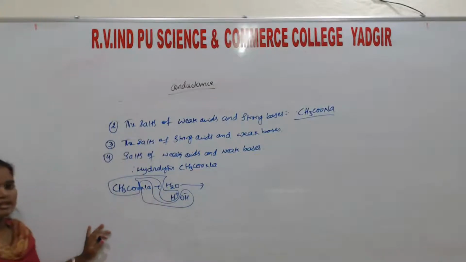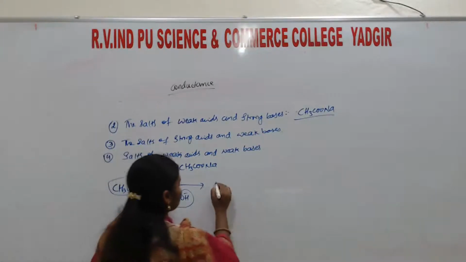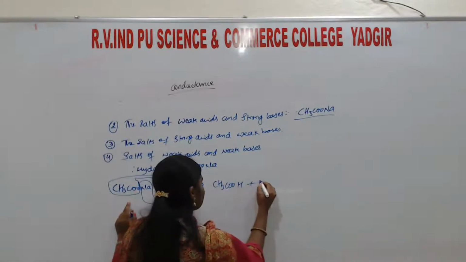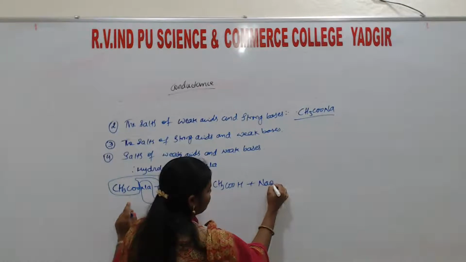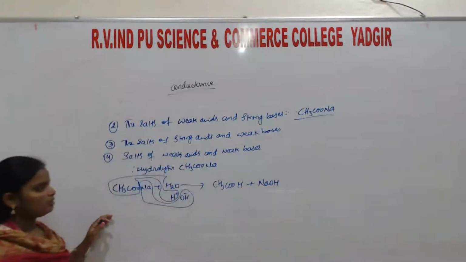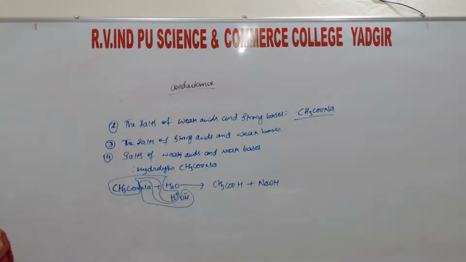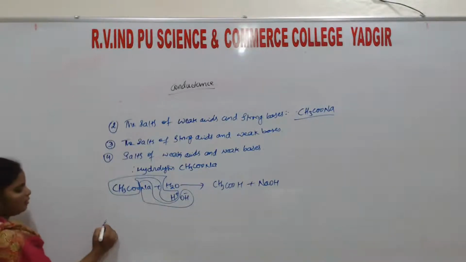You get acetic acid, CH3COOH, plus NaOH. This is the hydrolysis that takes place here. This is sodium acetate, and here is the formation of acetate ion and sodium ion. You can write it this way also.